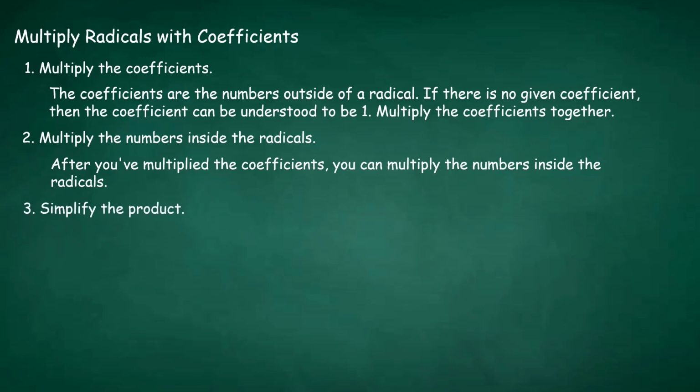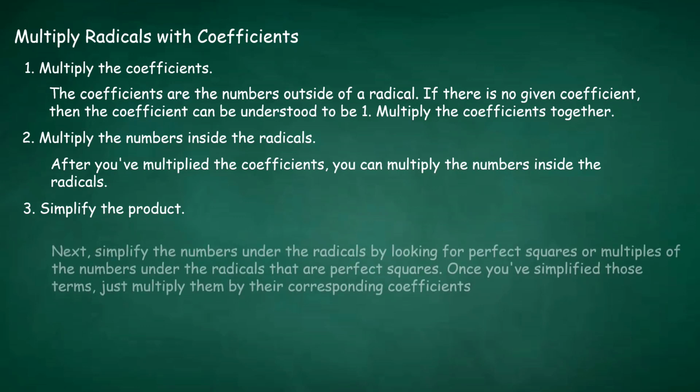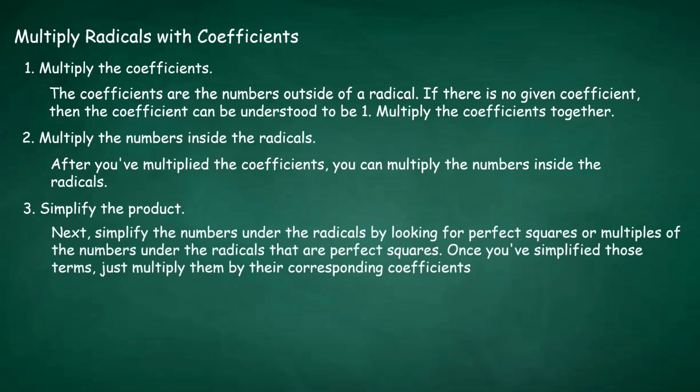3. Simplify the product. Next, simplify the numbers under the radicals by looking for perfect squares or multiples of the numbers under the radicals that are perfect squares. Once you've simplified those terms, just multiply them by their corresponding coefficients.